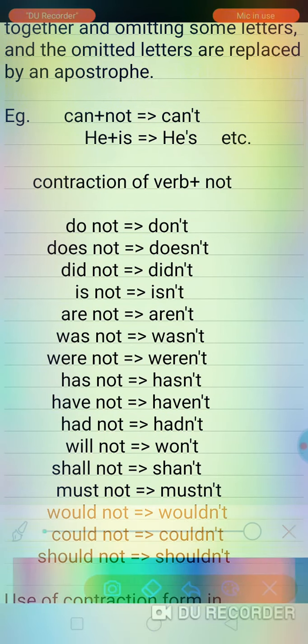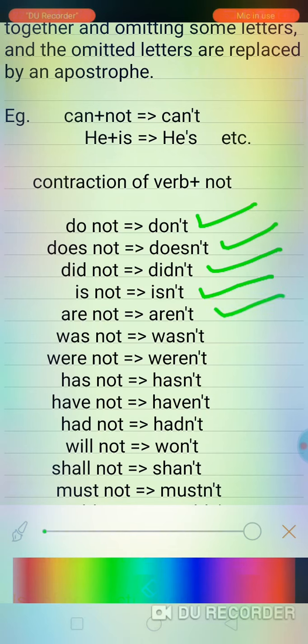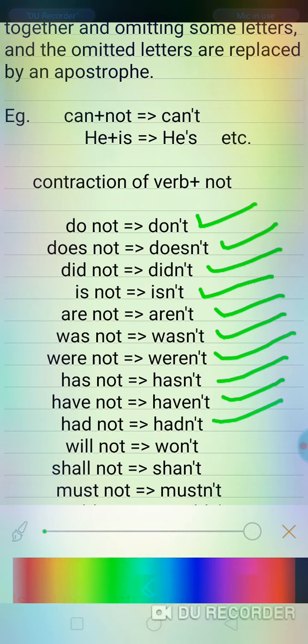Do plus not equal to don't, does plus not equal to doesn't, did plus not equal to didn't, is plus not equal to isn't, are plus not equal to aren't, was plus not equal to wasn't, were plus not equal to weren't, has plus not equal to hasn't, have plus not equal to haven't, had plus not equal to hadn't.